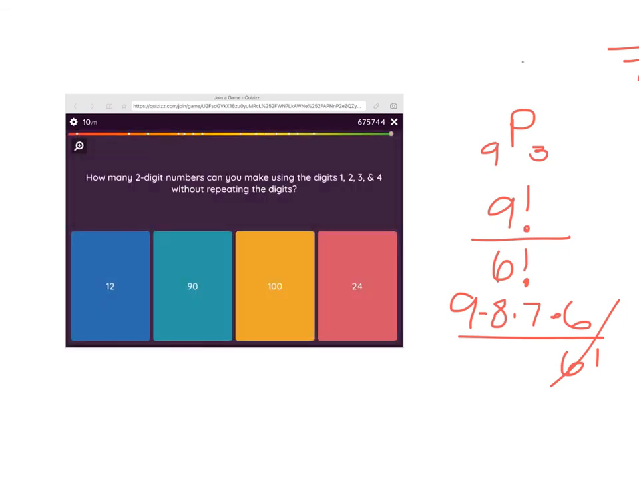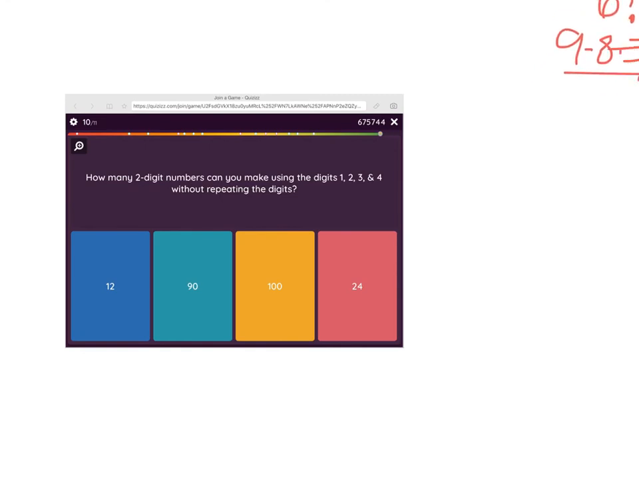Okay, how many 2-digit numbers can you make using the digits 1, 2, 3, and 4 without repeating the digits? So I've got 2 digits. How many choices do you have for the first one? All 4, right? Now they can't repeat, which means how many are left that I can use for the second one? 3.